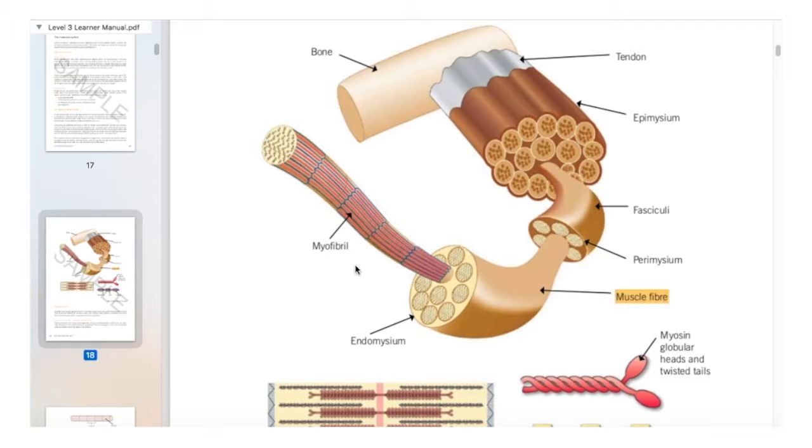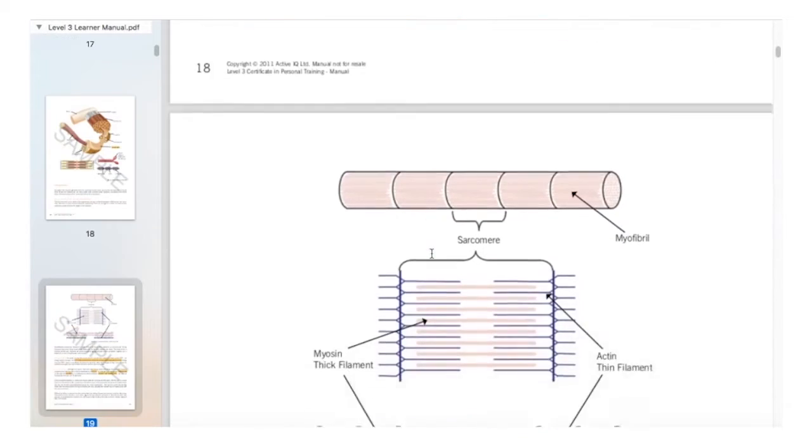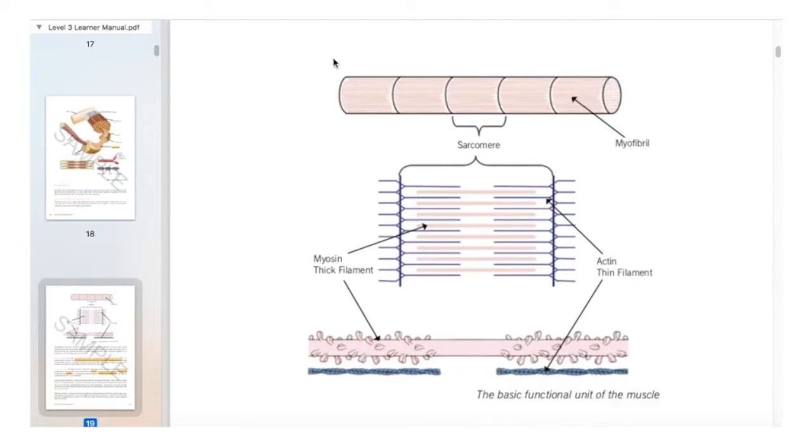Within these muscle fibers you've got the myofibrils. With the all or nothing law, all the myofibrils in that muscle fiber will contract or none of it will. What's not on this diagram is the sarcoplasmic reticulum, which is quite important as it houses the calcium, which is needed for muscle contraction. I'm coming down to page 19. This is where it will be.